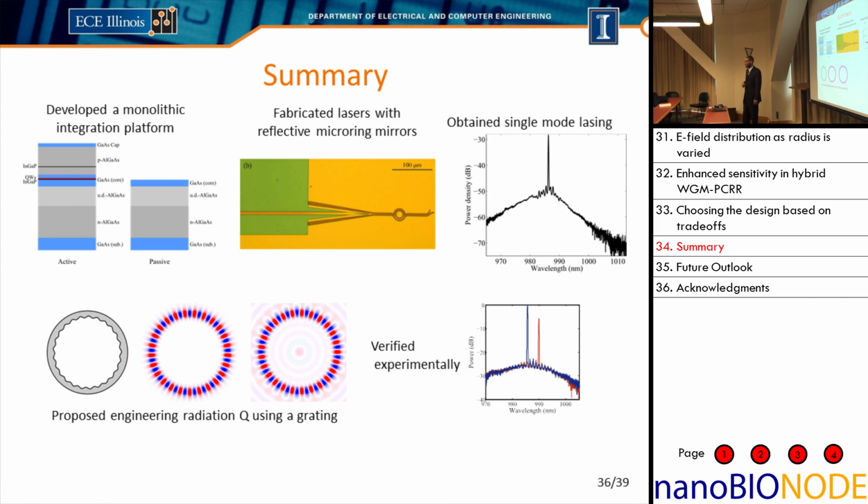We also proposed and demonstrated engineering the radiation quality factor using a second order grating so that we get one particular mode that lases and the other modes are radiating. We verified this experimentally and showed that you can control which mode lases by controlling the azimuthal mode order of the grating.